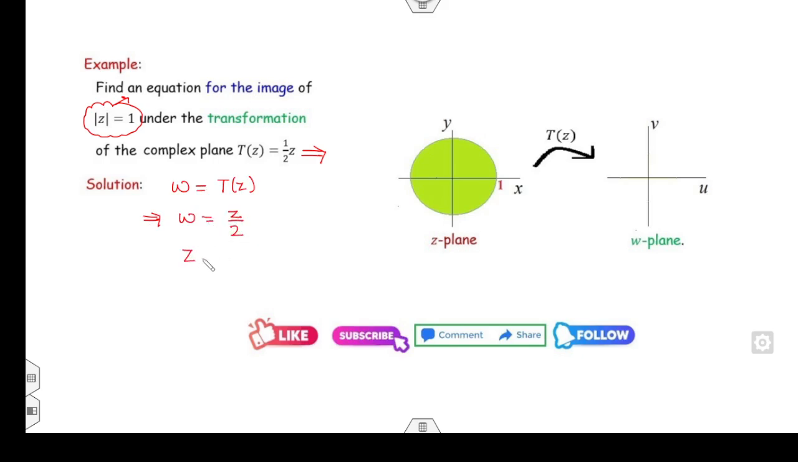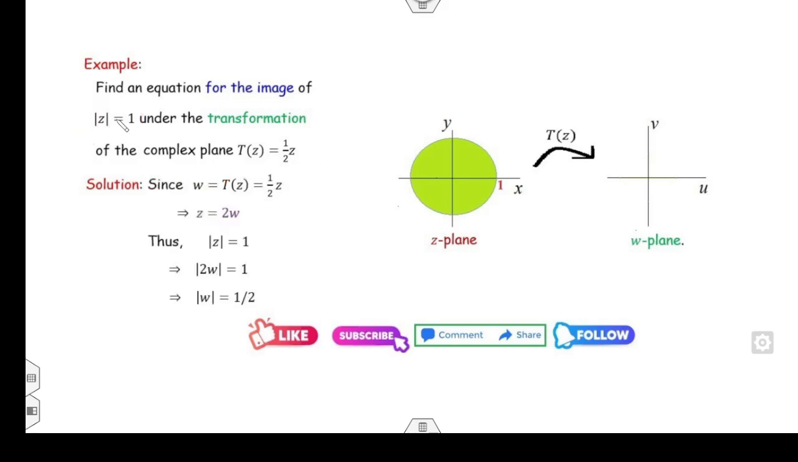The value of z will be 2 times w. I can substitute the value of 2w in the given equation of the circle. Once you substitute in the given equation, you will get |w| equal to half. What does it imply? This is the equation of a circle.